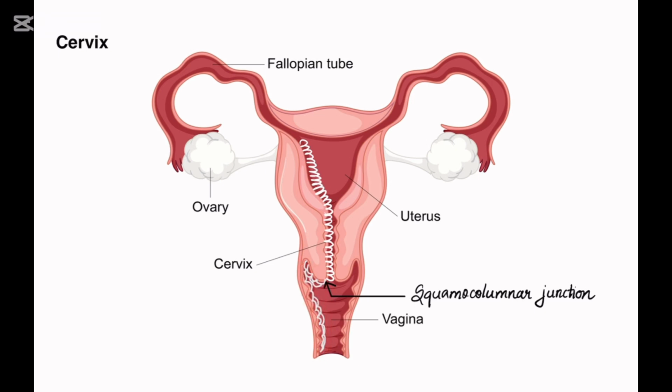That means that there has to be a point or a junction where the simple columnar epithelium of the cervix changes to the stratified non-keratinized squamous epithelium of the cervix. That is where the endocervix changes to the ectocervix, and that is the most important identifying feature of the cervix.